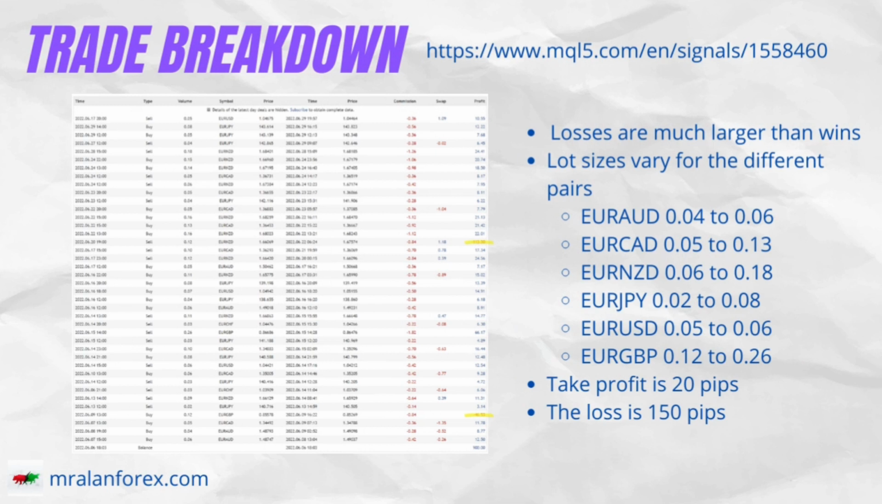We need to find out if the varying lot sizes are some kind of money management system. Dare I say it, is it some kind of martingale? Does the AI part refer to some sort of high-risk money management system? The next step is to run some backtests and find out.